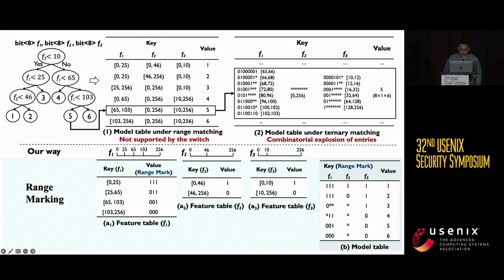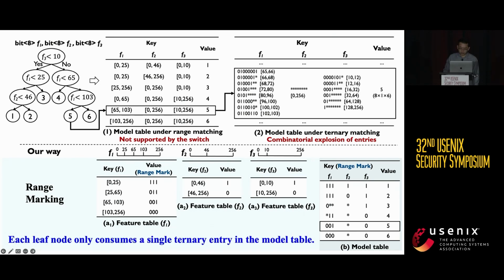The straightforward solution to the explosion of entries is that each range is represented by one ternary string. Thus, we propose the range marking. In this way, we represent the model with multiple feature tables and one model table, where the feature table matches features to range marks, and the model table matches range marks to classification results. Each leaf node only consumes a single ternary entry in the model table. The details can be found in the paper.